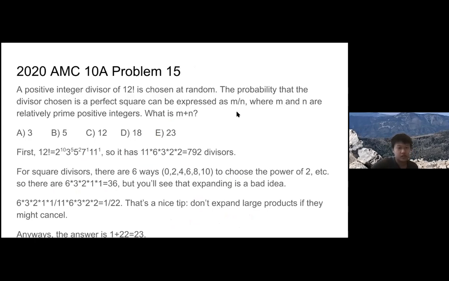I just want to mention, you can also use the same trick, for example, to find the sum of the perfect square divisors, in which case you just do 1 plus 4 plus ... plus 2 to the 10th, where you take every other power, and then 1 plus 9 plus ... plus 81 times, etc.